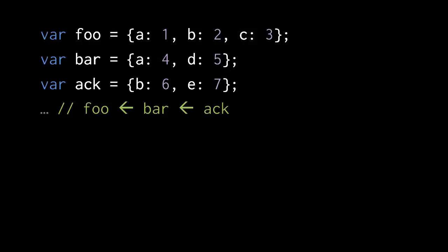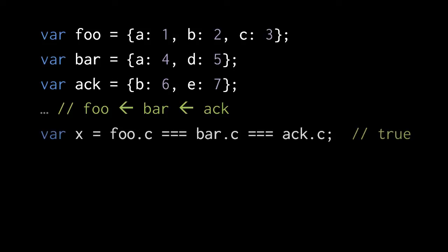So let's see how this link behavior plays out in code. For now, we'll elide over how to create these links. Just assume that object ack here links to the object bar, and the object bar links to the object foo. Then the expression foo.c == bar.c == ack.c will return true, because they actually all refer to the same property, the property c of the object foo. Bar and ack have no property c of their own, so accessing a property c on those objects follows the chain up to the foo object, where a property of that name is found.